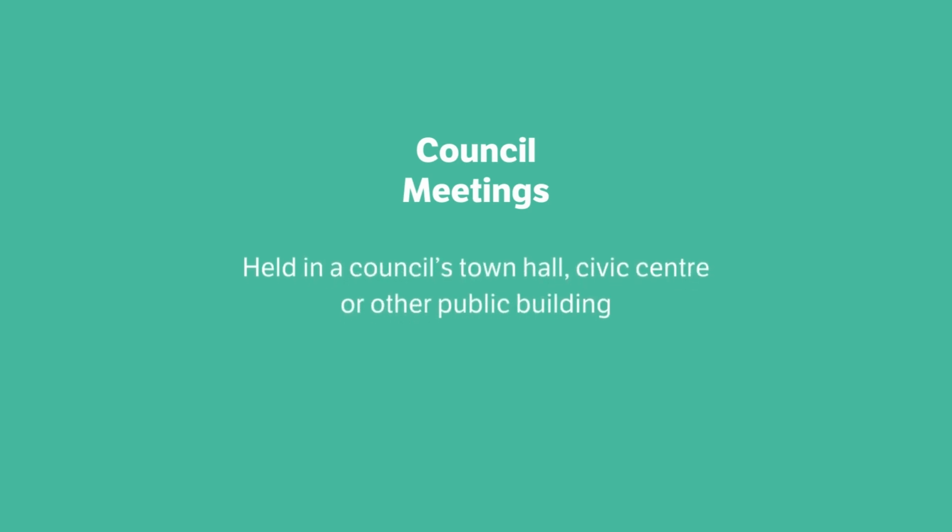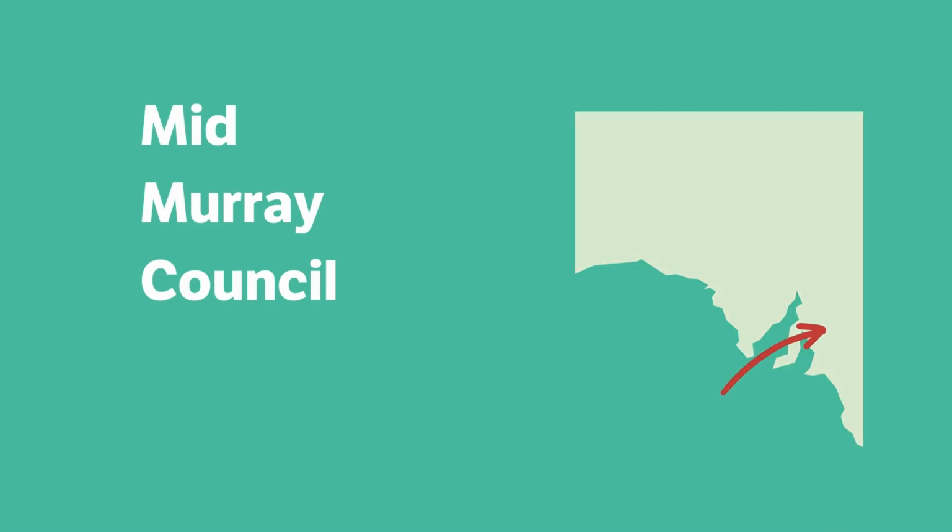Council meetings are usually held within the town hall, civic centre or other public building within the council area. If the council area is pretty big, councils generally meet in the largest town. For example, in the Mid-Murray Council in the Riverland, the council meets at Mannum. The room that councils meet in is called the council chamber, like this one.